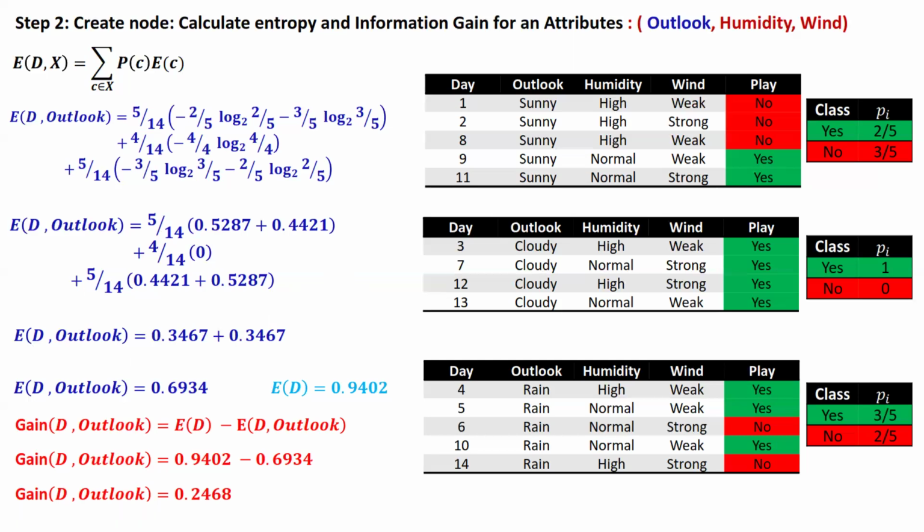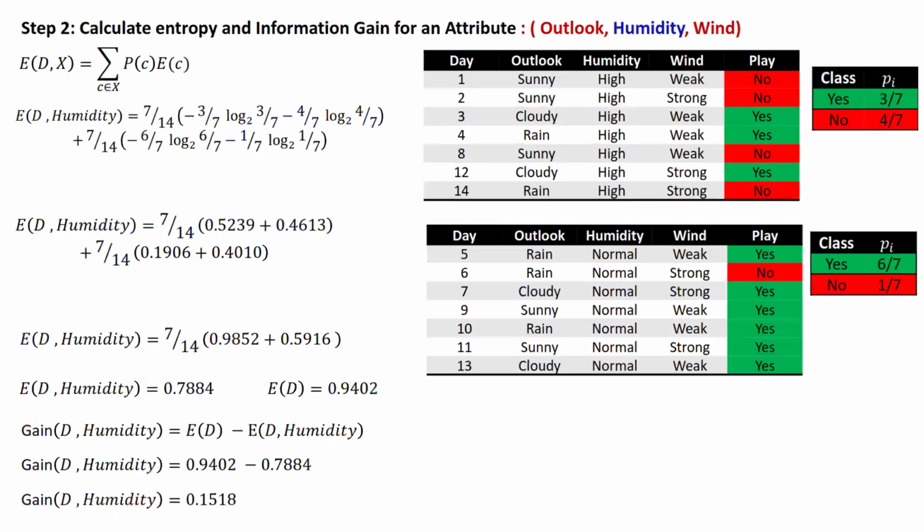Now, based upon the entropy, we are going to calculate the information gain for the outlook, which is the entropy for the whole data set minus the entropy for the outlook. So in that case, 0.94 minus 0.69. We have got the answer as 0.2468.